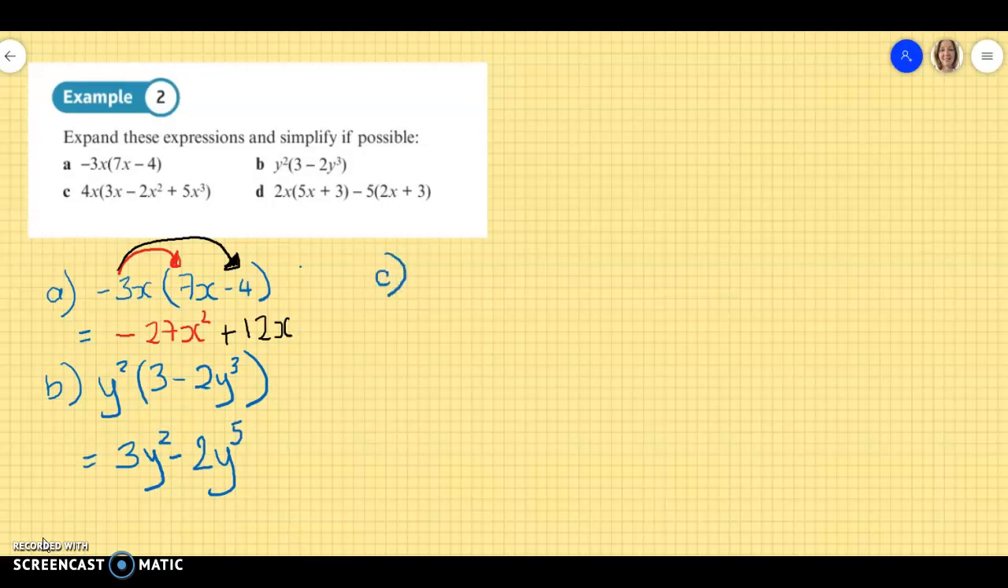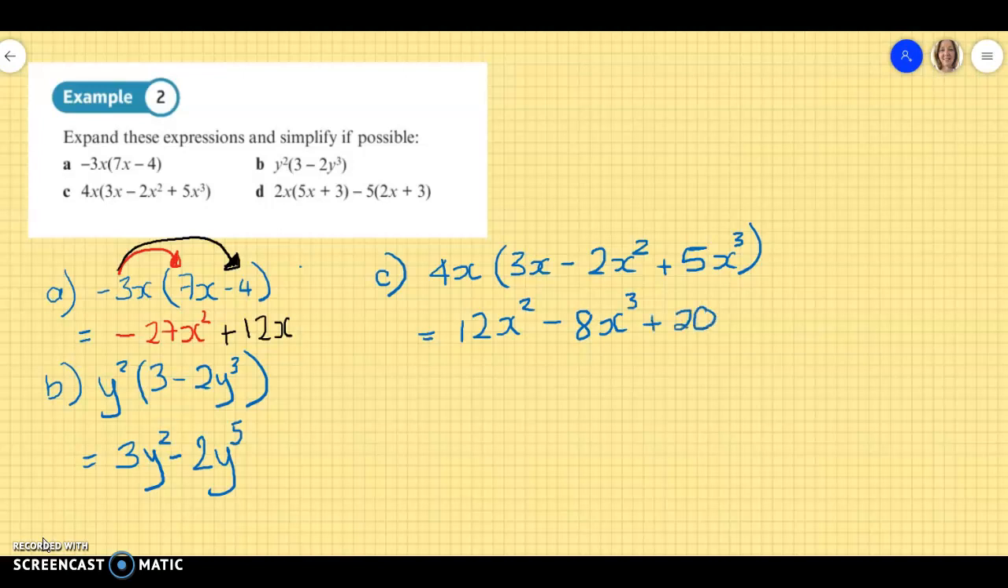Okay, C. So this again, because the thing outside, if it was 2, you would double everything that's there. We just double every term, or we times every term separately by this. So 3 4s are 12, x times x is x squared, 2 times 4 is 8, but it's still the minus, x times x squared is x cubed, plus 20x to the 4. Nice and easy.